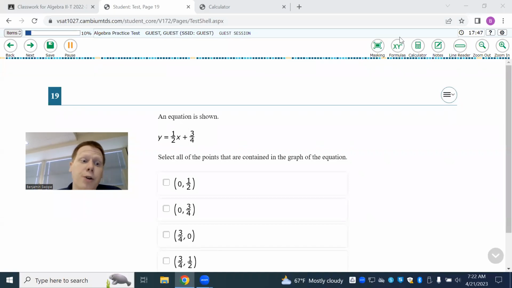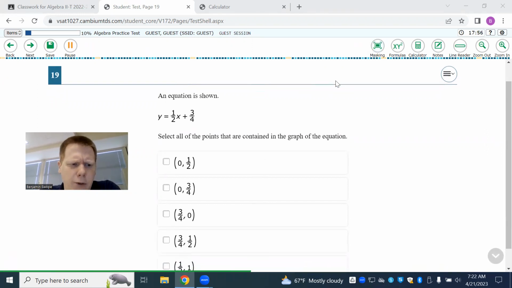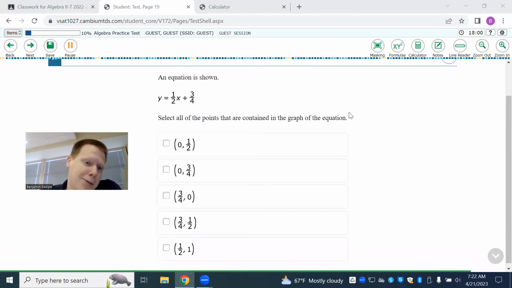All right, so up here I'm showing you another example of how to use Desmos on your EOC. A common question you might see. It seems like I've seen this on quite a few of the release questions. It seems like you'll probably see something like this, is my guess. If I'm wrong, I'm the problem here. But if you have this equation y equals 1/2 x plus 3/4, it says select all of the points that are contained on the graph.